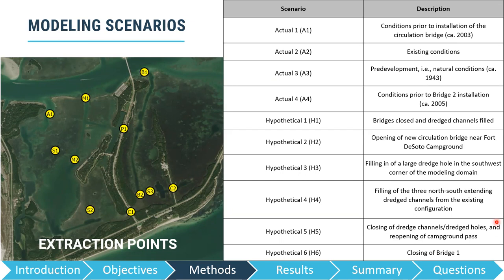So for each of these cases, we compared the velocity data at these extraction points for all 10 of these modeling scenarios. And that starts to give us a sense of which of these scenarios gives us the best velocity, the best circulation, and which of these scenarios gives us the most restricted circulation.